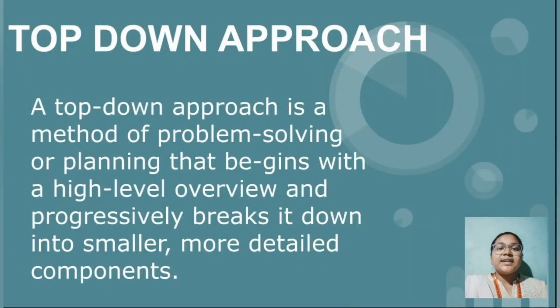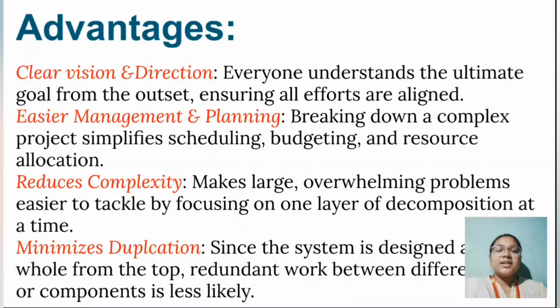Top down approach. A top down approach is a method of problem solving or planning that begins with a high level overview and progressively breaks it down into smaller, more detailed components. Let us know the advantages of top down approach. It has clear vision and direction. Everyone understands the ultimate goal from the outset, ensuring all efforts are aligned.